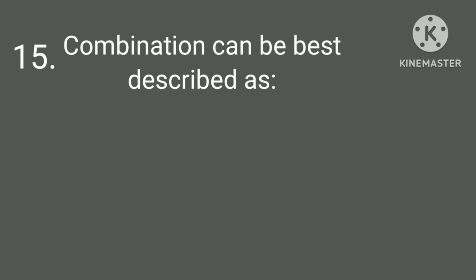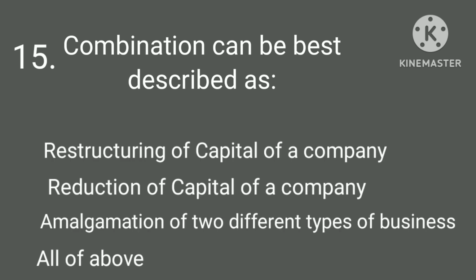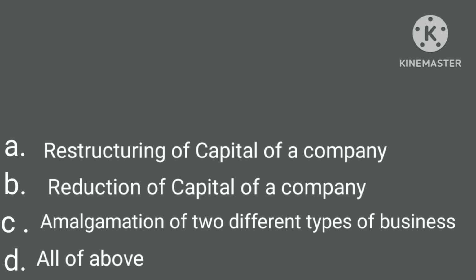Next question: combination can be best described as option A restructuring of capital of a company, option B reduction of capital of a company, option C amalgamation of two different types of business, and option D all of the above. The correct answer is option C amalgamation of two different types of business.